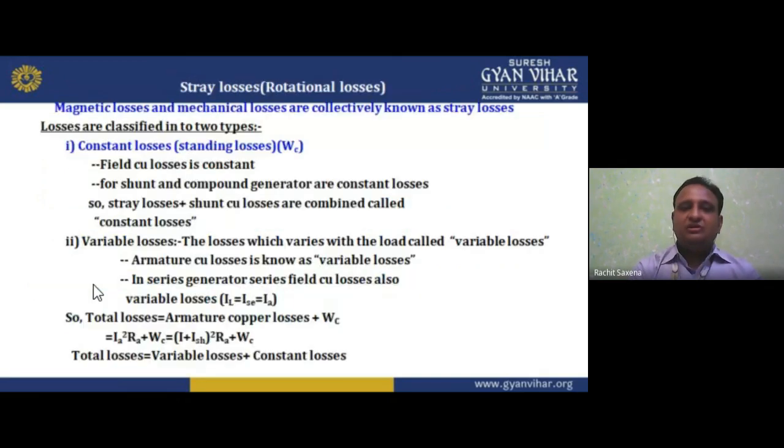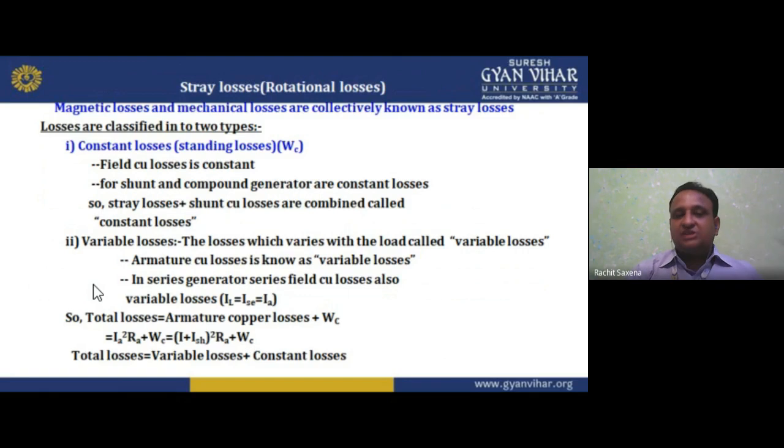Now moving forward, stray losses. Stray losses are also known as rotational losses. Magnetic losses and mechanical losses, meaning eddy current, hysteresis, friction and windage losses, collectively are known as stray losses, also known as rotational losses. Losses are classified into two types.